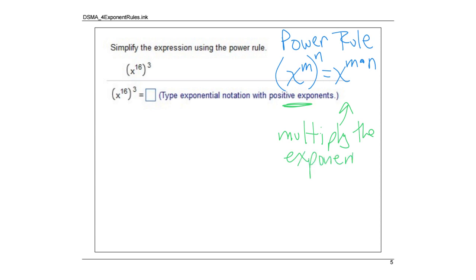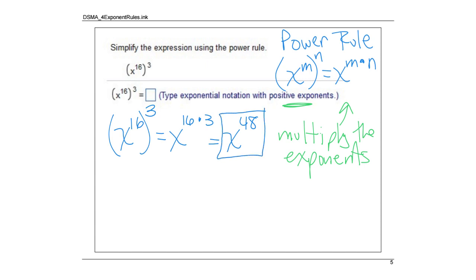Okay, so let's look at the problem we have. We have x to the 16th power, all raised to the power of 3. So we have a power raised to a power. That means that we're going to take x to the 16 times 3, and that will give us x to the 48th power.